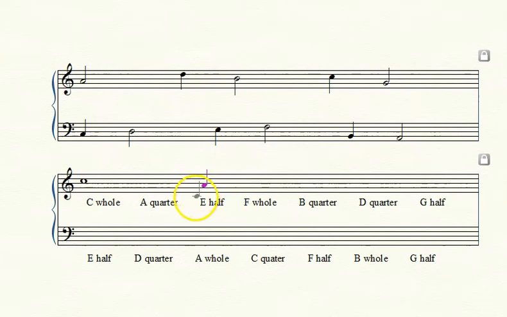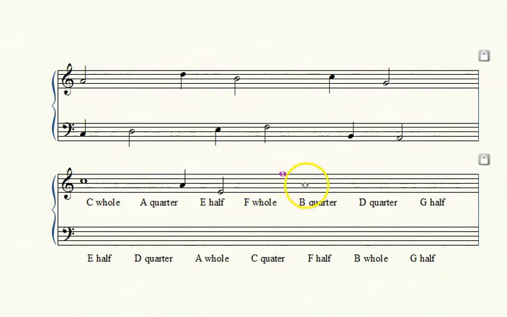Next, we have an E as a half note. So we have two locations. I will use the first line of the treble clef staff as our first E. Next, we have an F as a whole note. We have two locations again. We have the first space and the fifth line. I will use the fifth line.